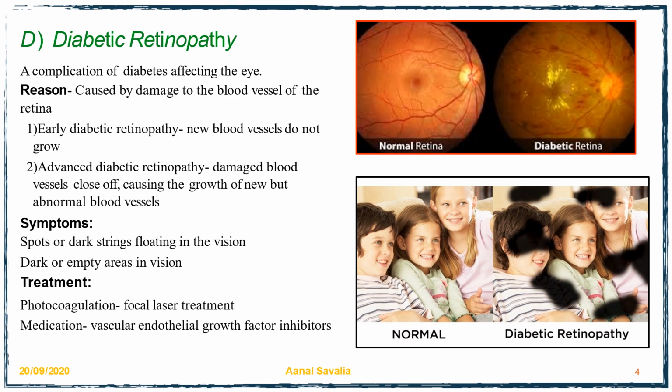In the third or severe stage, the blocked area starts sending signals for the formation of new blood vessels, which start developing by the fourth stage. But the new blood vessels are abnormal and fragile. If they leak blood, severe vision loss and even blindness can occur. The best way that is known to treat diabetic retinopathy is photocoagulation, which is a focal laser treatment to stop or slow down the leakage of fluids in the eye.